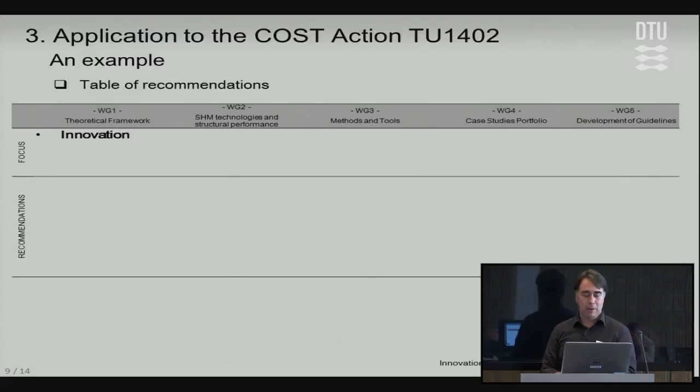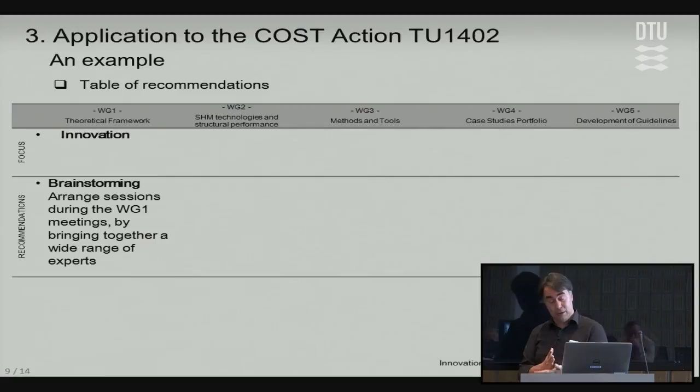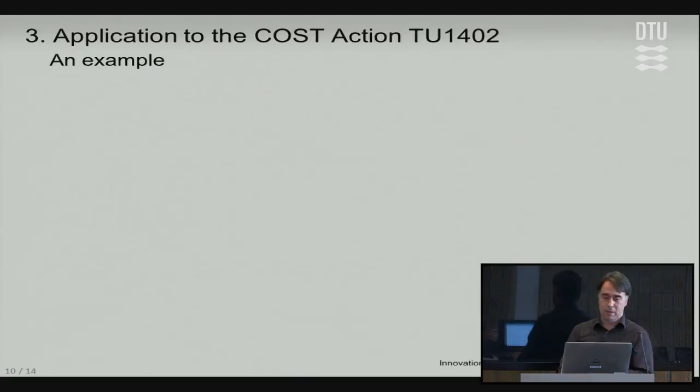So perhaps in this case it could be under the pillar of innovation, and perhaps you could promote some brainstorm sessions during the working group one meetings by bringing together a wide range of experts in order to define that categorization of the real case applications. So this is a simple example of what we could think about, but this could now be enlarged to all working groups, with the direct collaboration of the working group leaders.